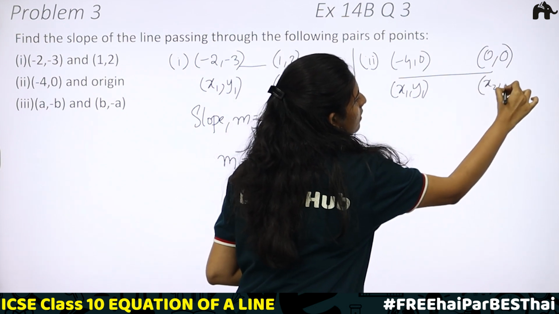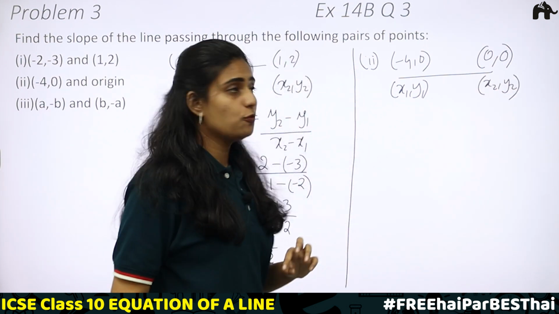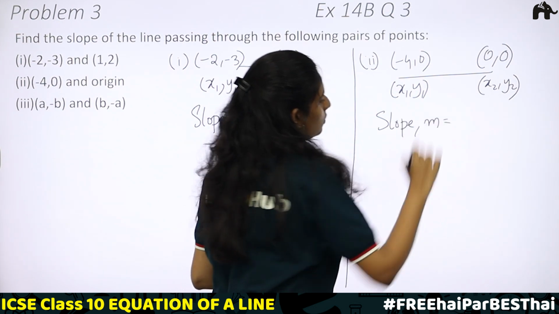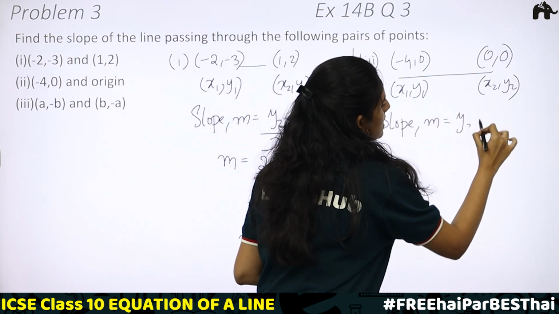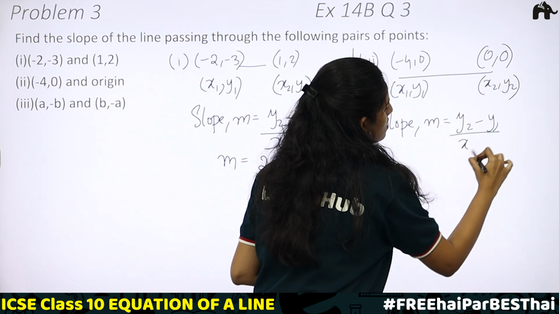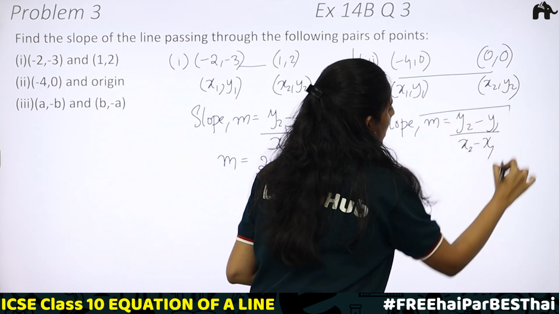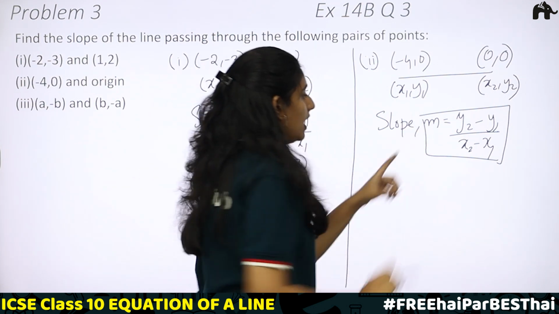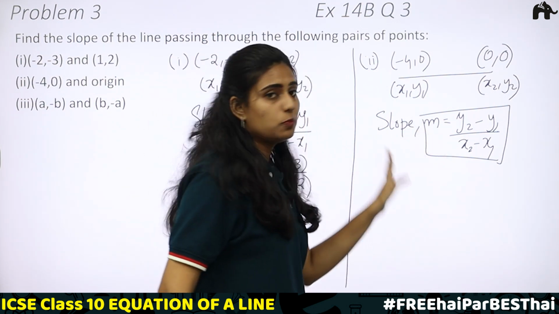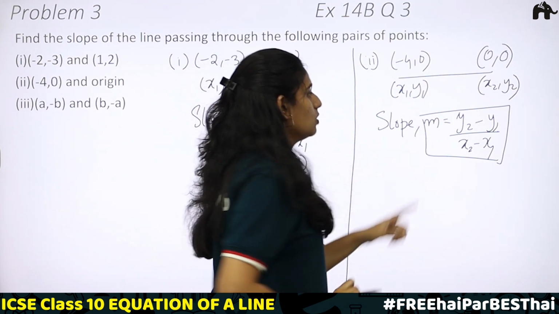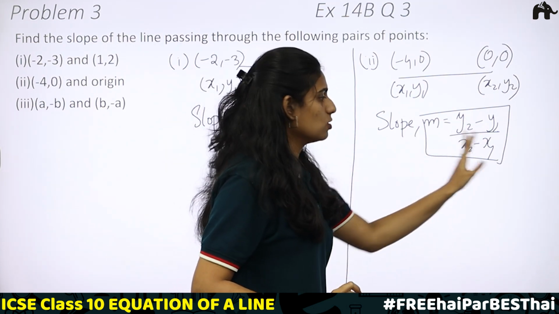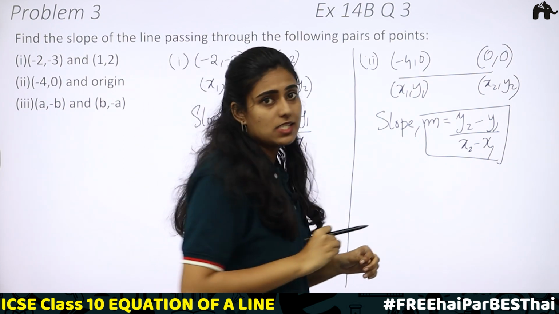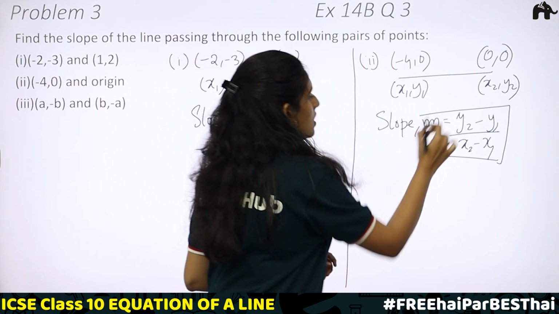This is x2, y2. Now, to find the slope, slope m is equal to y2 minus y1 divided by x2 minus x1. You have to write this. Just putting the values and solving is not enough. You have to write the exact formula. To find slope when 2 points are given, we have m is equal to y2 minus y1 divided by x2 minus x1. If the angle or the inclination is given, we have slope m is equal to tan theta.